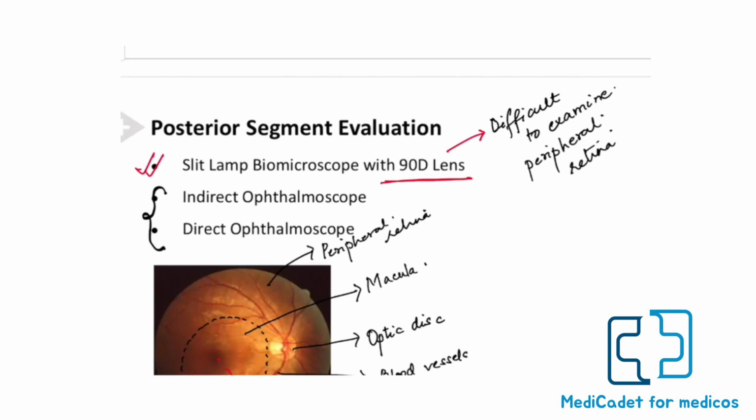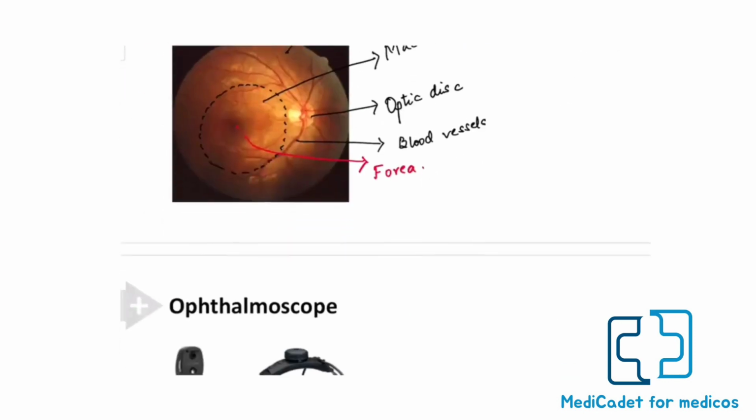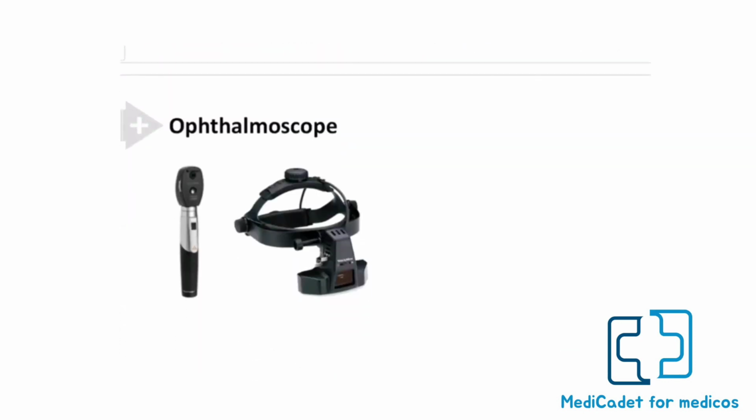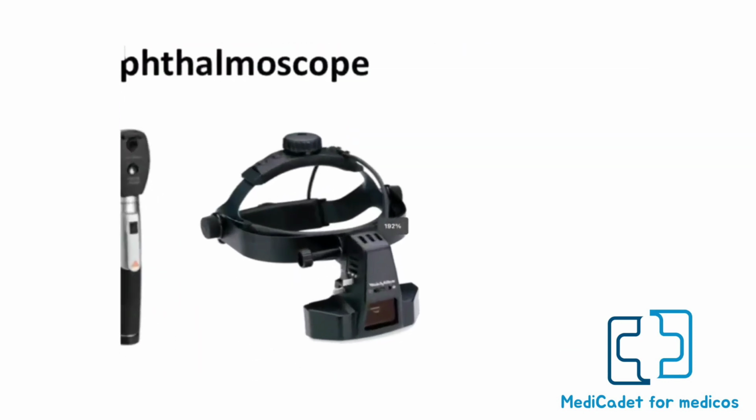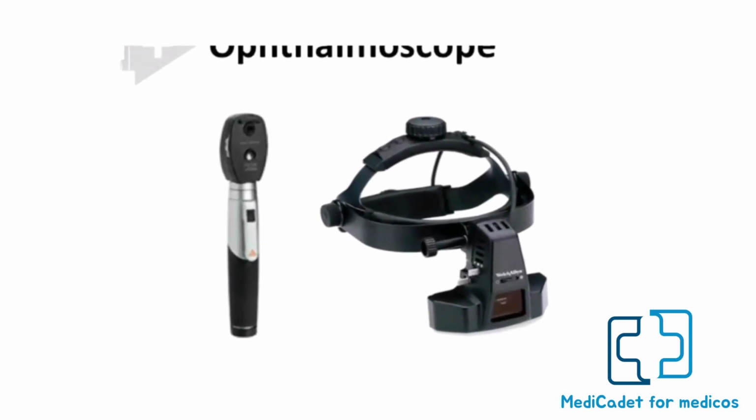Now, what are the other instruments that we have? As I told you, we have the direct ophthalmoscope and the indirect ophthalmoscope. This is a question traditionally very, very important for exams. So, these are the two instruments. The first one here is your direct ophthalmoscope.